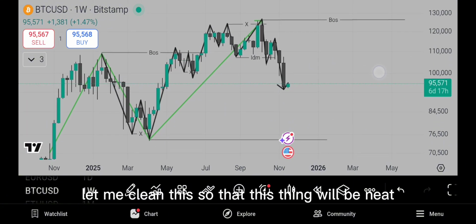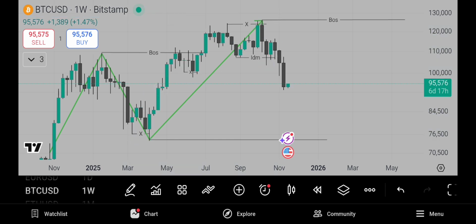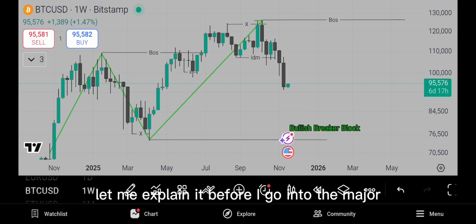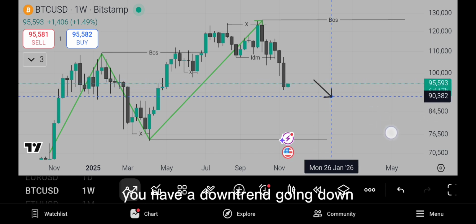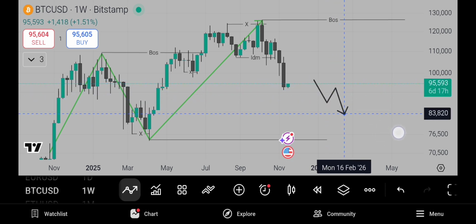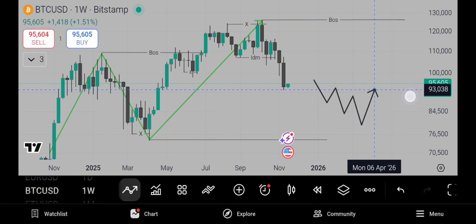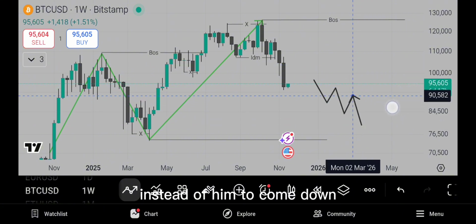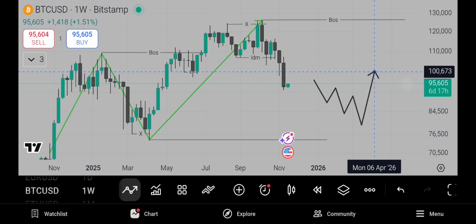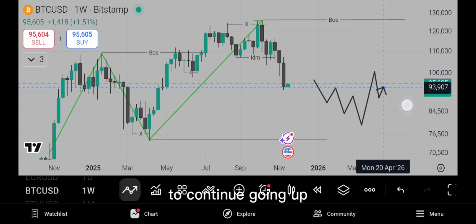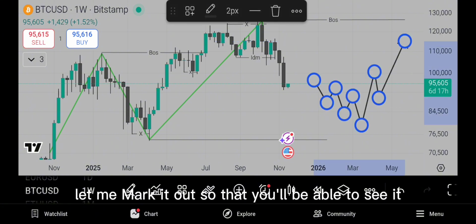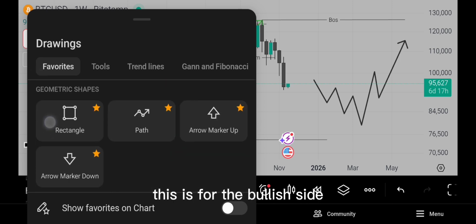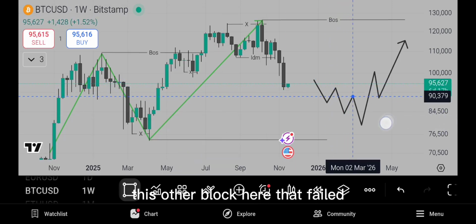So here, what do we look at? Let me clean this so that this thing will be neat. Here we have a breaker block. And what is a breaker block? Let me explain it before I go into the major listing. So a breaker block is when, like, you have a downtrend going down. That's for a minor structure going down. Then we have a sweep of liquidity. Then price changes. It did not respect the last place. Instead of coming down, it just breaks it and goes up. So ideally, price is supposed to come back and retest that place to continue going up. So this is what we are expecting here. This place, let me mark it out so that you'll be able to see it. This is for the bullish side. This other block here that failed is now the breaker block.